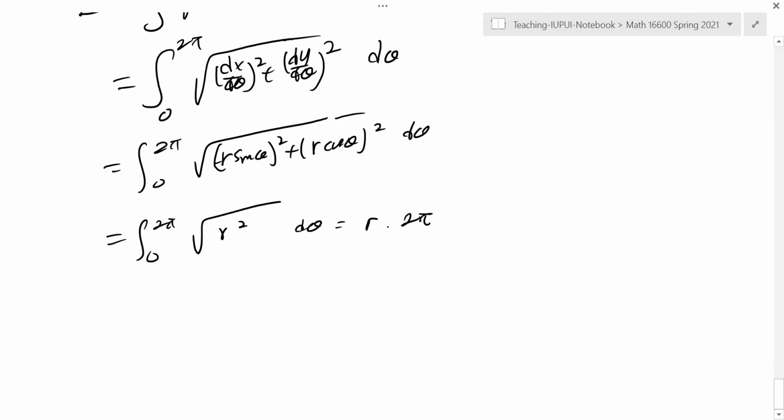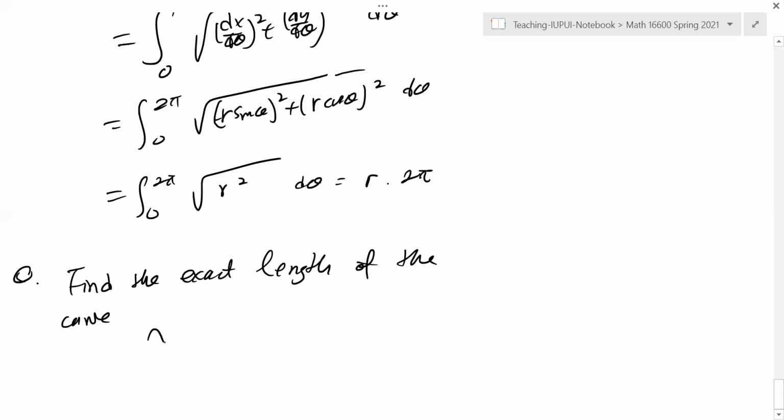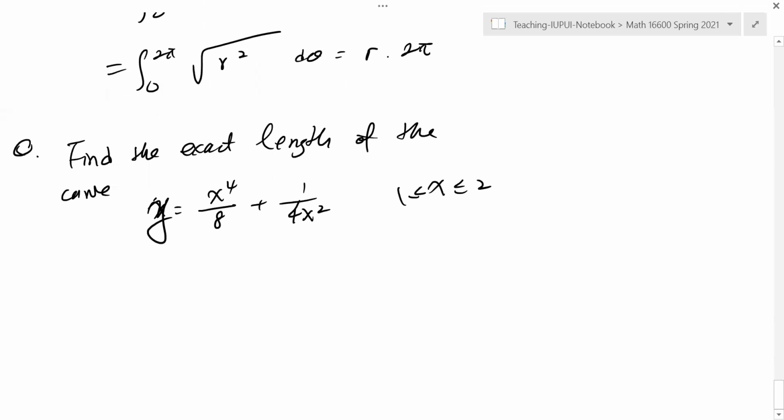All right, so let's try another one. This time we have to find out, not just set up an integral, okay? Find the exact length of the curve. The curve is given by y equals x to the fourth power over 8 plus 1 over 4x squared, and x is between 1 and 2. Now it's harder to draw it. Let's figure out the starting point and the end point.